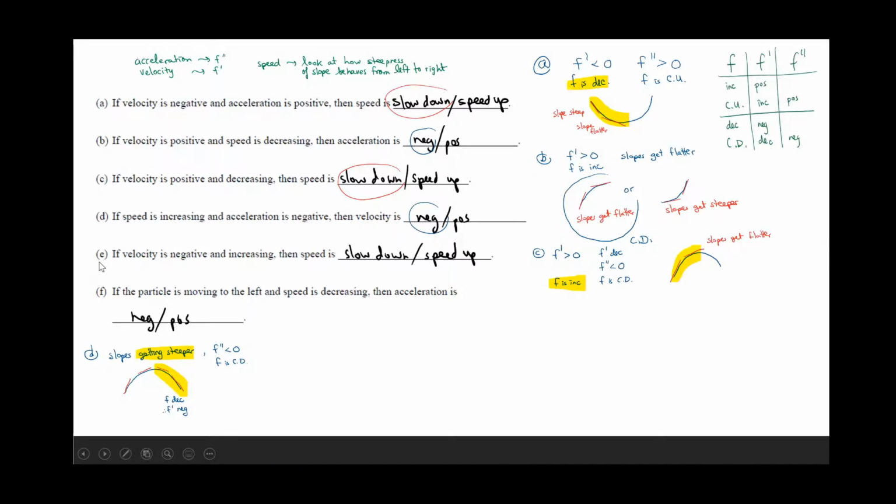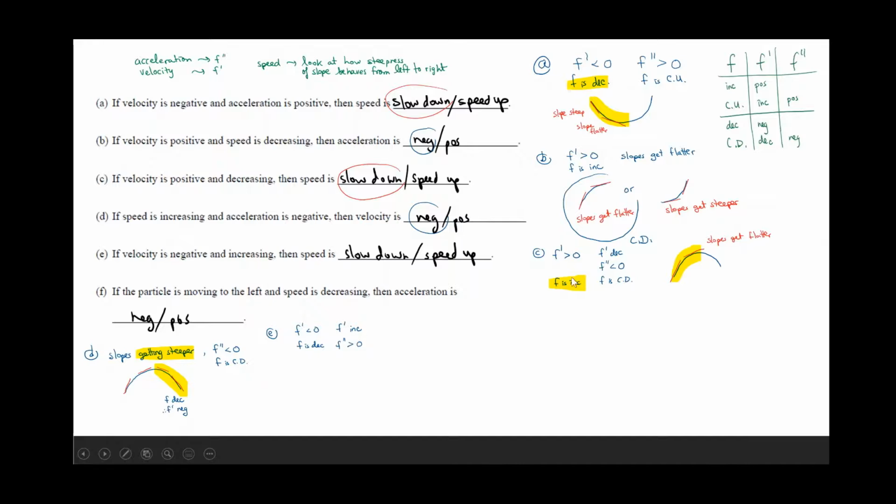Question E. If velocity is negative and increasing, we want to know what's happening to the speed. Are we slowing down or speeding up? So remember, velocity is always going to be your first derivative. You're told it's negative, so the first derivative is negative. And velocity is increasing, so the first derivative is increasing.